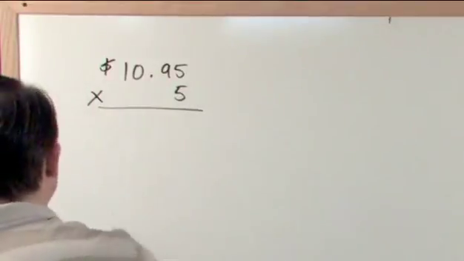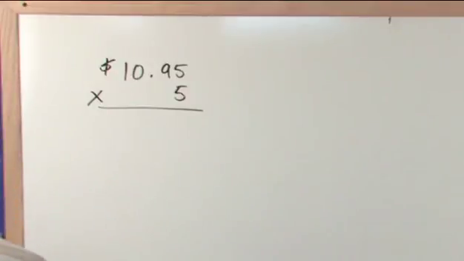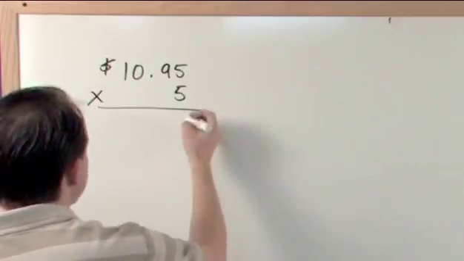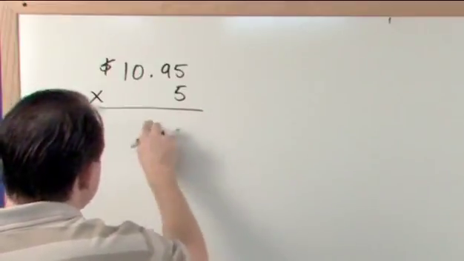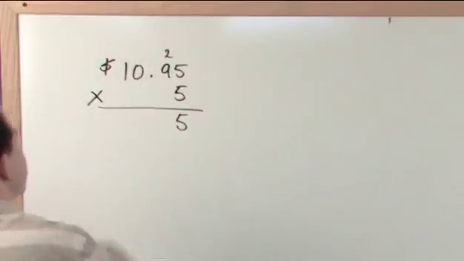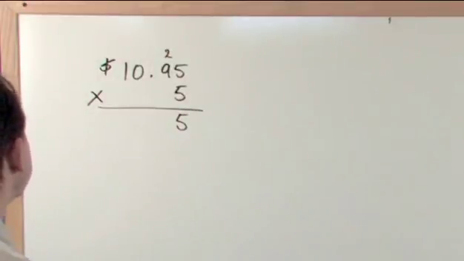So forget about this for a second. Don't even worry about it. Let's go ahead and do our multiplication. 5 times 5 from your multiplication tables is 25. So I can't write 25 down here. You don't put two numbers down here. So I'll put a 5, carry the 2 to the next column.